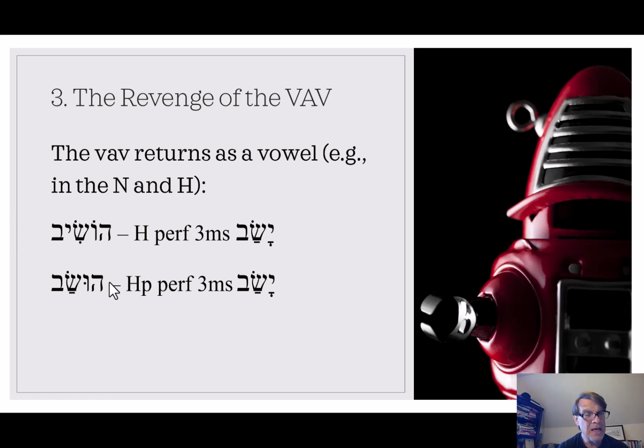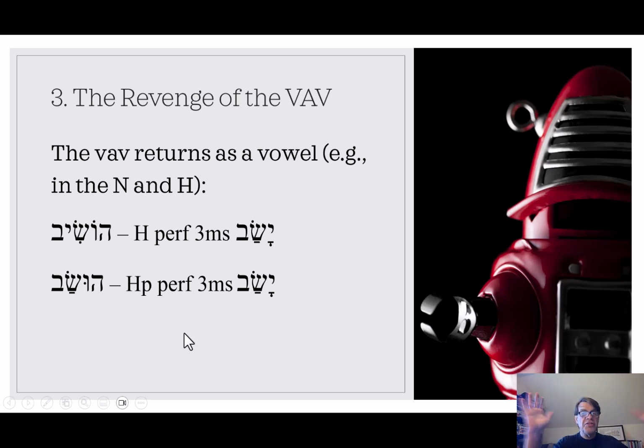I don't know, how do you do that? How about it was sat? I don't know. Okay, this happens to be here for some reason. It was sat on my computer. Anyway, it's passive. But the key here is you can see that the original vav has returned as a vowel letter, this time as a shuruk, hufal. So yashav becomes hushav in the hofal stem, or the HP, or the causative passive stem.